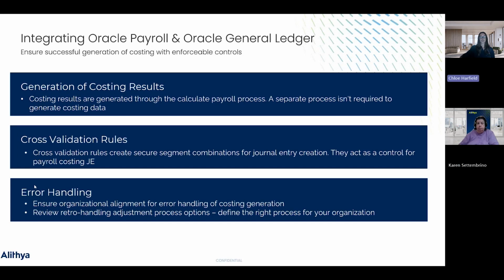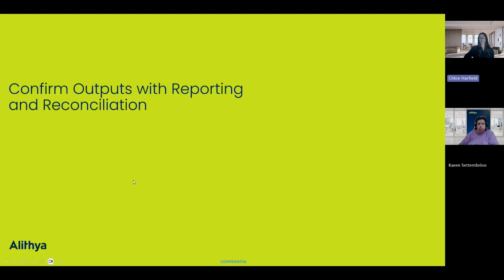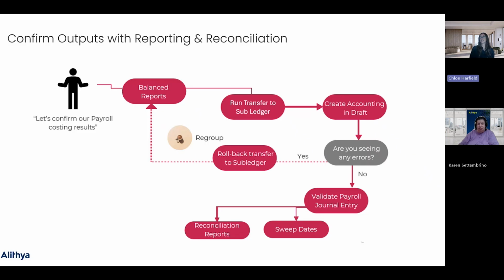That all makes sense, and I think it gives way to our next topic, to where once we have all of these system objects designed, defined, and integrated, what can be our approach when it comes to looking at the outputs of payroll costing, and confirming those with reporting and reconciliation. I think this diagram is a pretty clear visual of all the different steps that you would take when you're evaluating these outputs. Exactly.